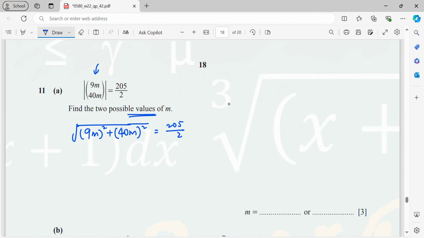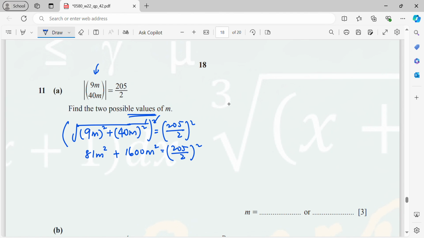Okay, then now the square root, you square both sides. So now here I square both sides, so the square and square root cancel off. You still have 9m squared, which is 81m squared, plus the square of 40m, that is 1600m squared. Then the right hand side is 205 over 2 squared.